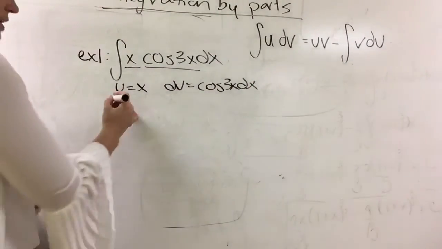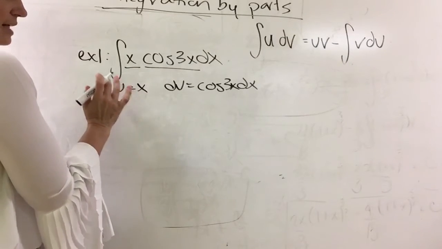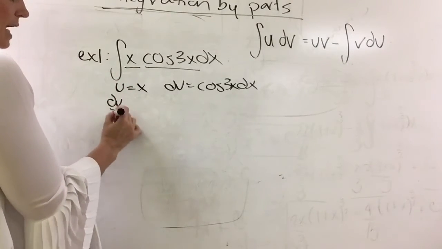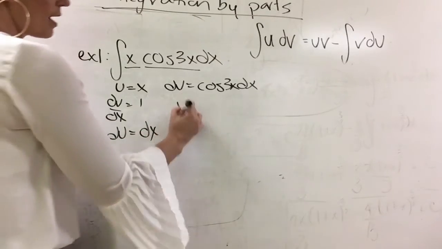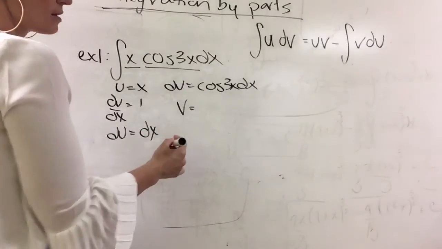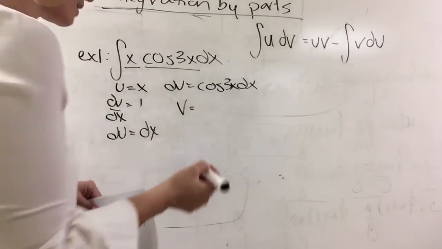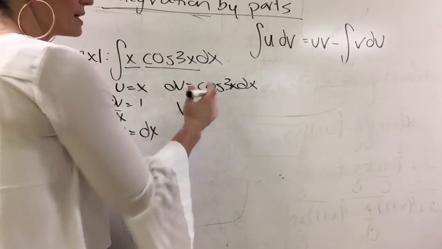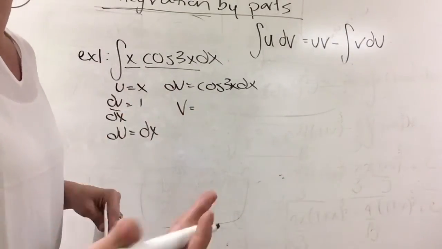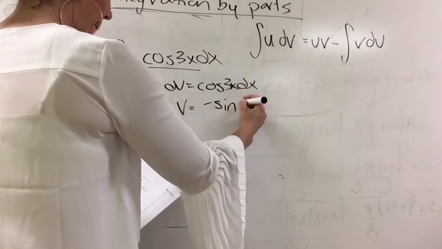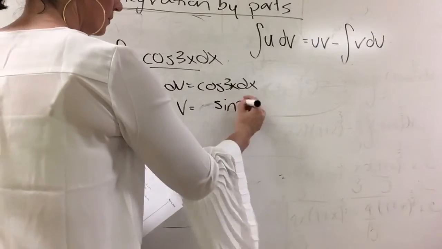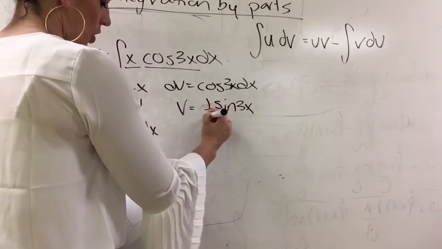So now I'm going to keep going. I need to find the derivative of u. So du/dx is 1, so du is dx. And I need to find the integral for v. The integral of cos 3x is going to be, well, basically you're looking at it as if that was the derivative. So it's going to be positive sine 3x times a third.